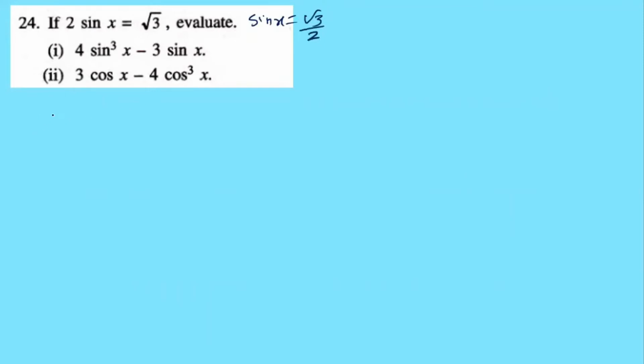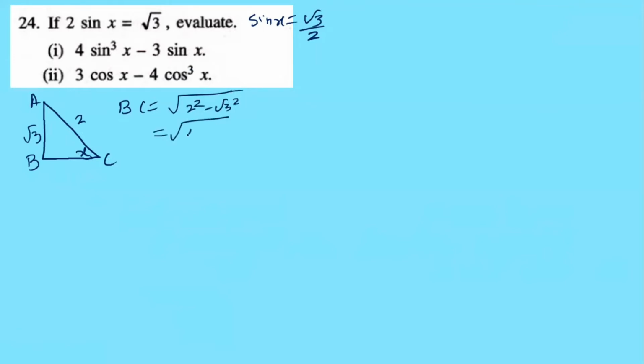So if sine x is equal to root 3 by 2, let us draw an acute right angle triangle where x is an acute angle. And let us put the value. You have sine x is equal to root 3 by 2. Sine is opposite, so root 3, and this is 2. Let us find BC. So you get BC is equal to square root of 2 square minus root 3 square, which is 4 minus 3, that is root 1, which is 1 unit. This is 1. So you have now cos x is equal to 1 upon 2, and sine x is already root 3 by 2.